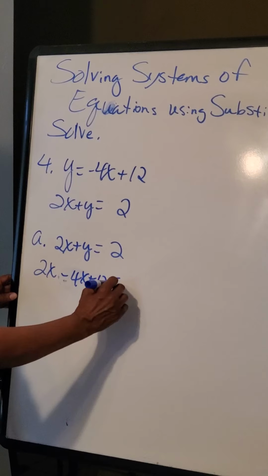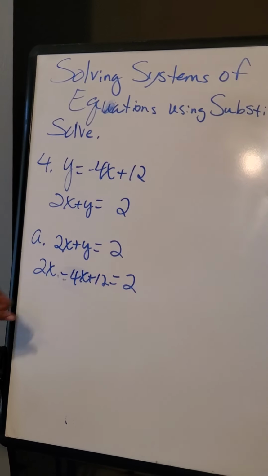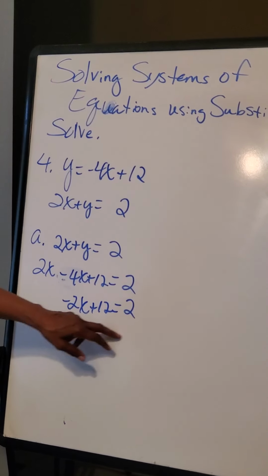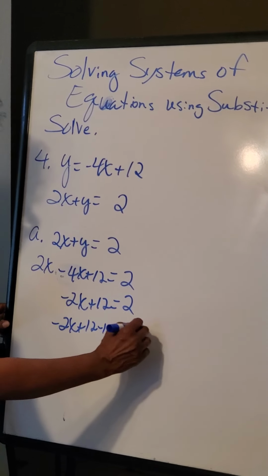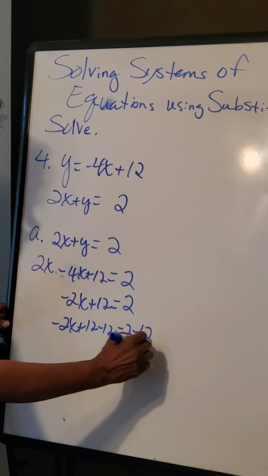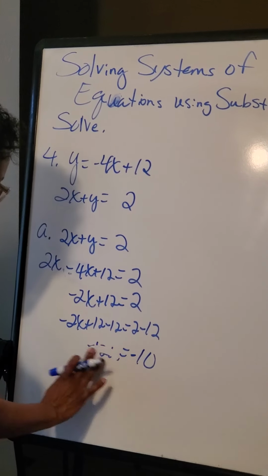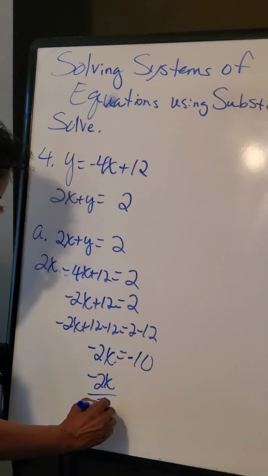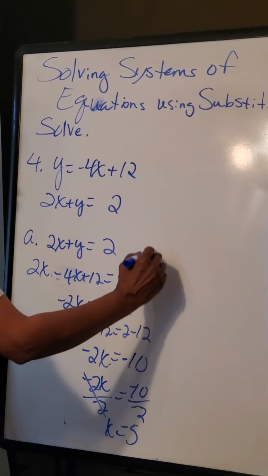As I simplify, 2x minus 4x is a negative 2x. Transform the 12 by subtracting 12. I get a negative 2x is equal to 2 minus 12 gives me a negative 10. And this should be a negative 2x, I apologize. Divide both sides by a negative 2. So I get x is equal to 5 for my part B.